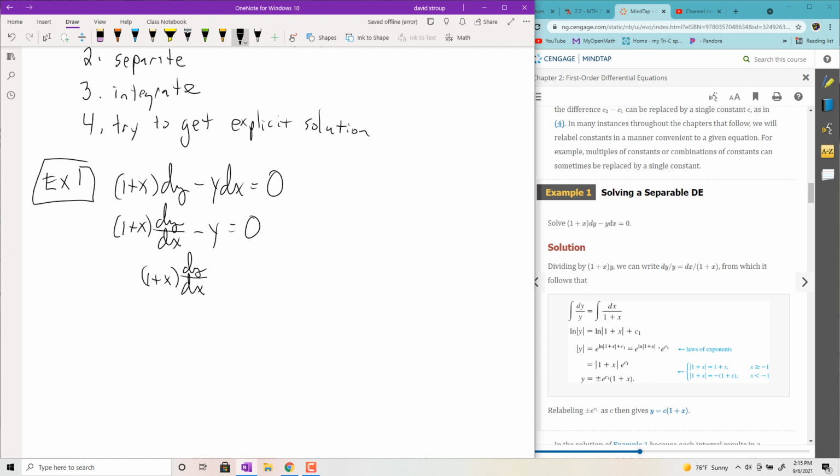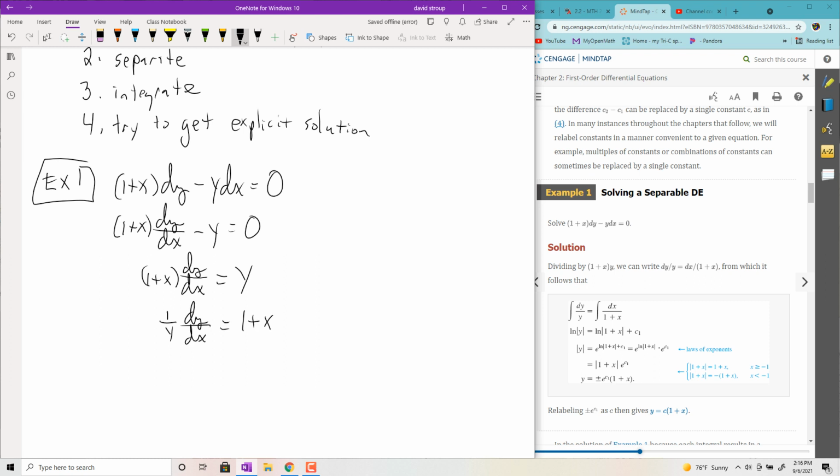Basically what I'm doing is separating. Then I'm going to divide both sides by 1 plus x. I guess it wasn't even necessary for me to put it in the dy over dx form. But okay, let me move the y to the left side, so I get 1 over y dy over dx, and on the right side I got 1 over 1 plus x.